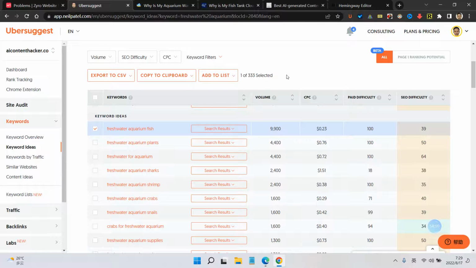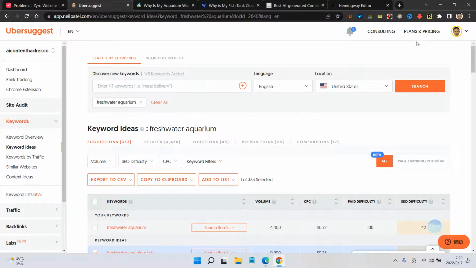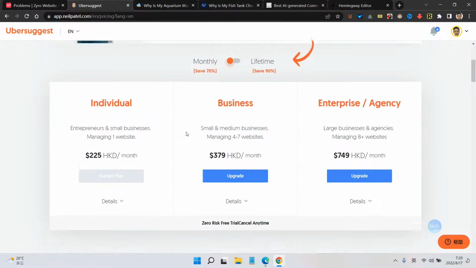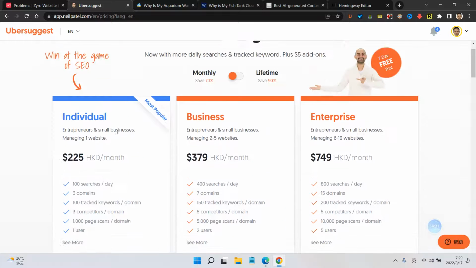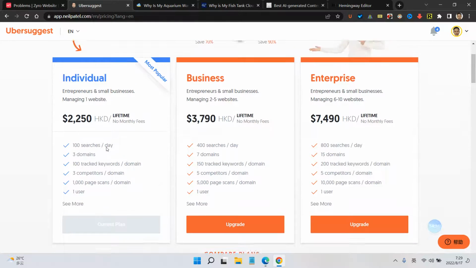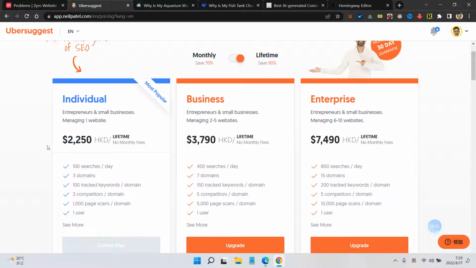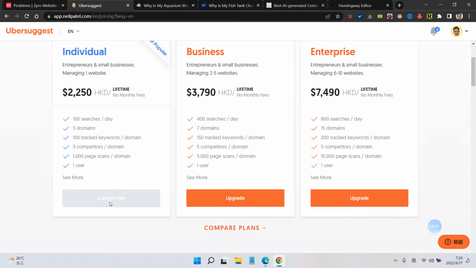So this is it. When you asked me what tools I use for my website, maybe you would suggest this as one of them. My current plan is this one. It is simple: the lifetime individual plan. I have purchased this one.